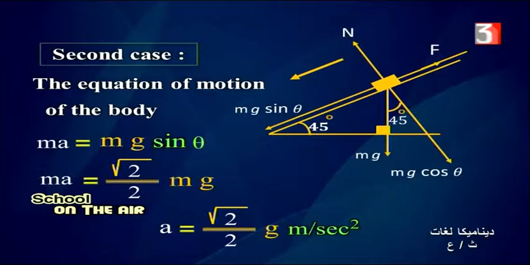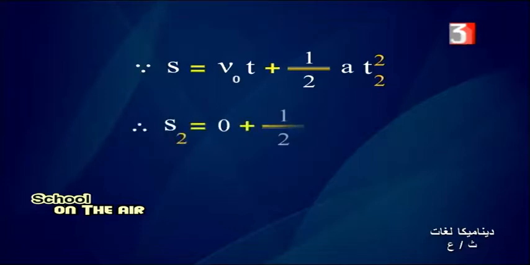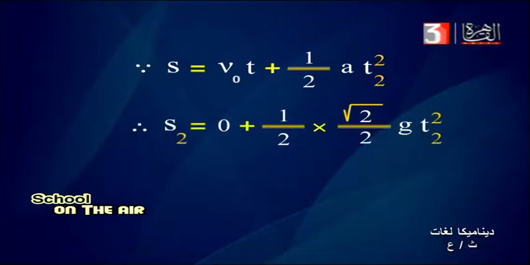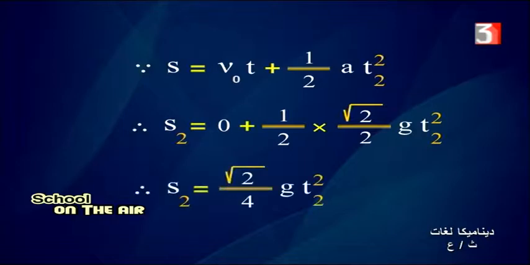Now we can use the rule s equals v naught t plus half a t2 power 2, where t2 is the time in the second case. S2 equals 0 plus half times root 2 over 2 g t2 power 2. S2 equals root 2 over 4 g t2 power 2.